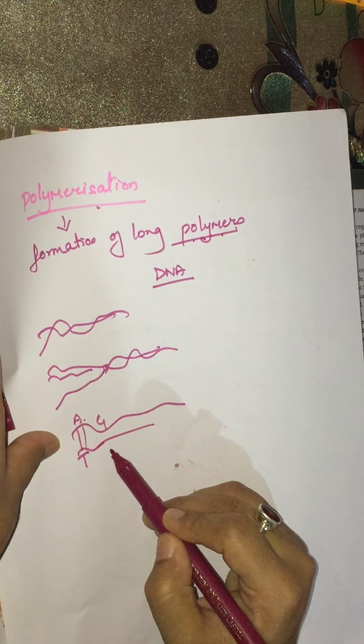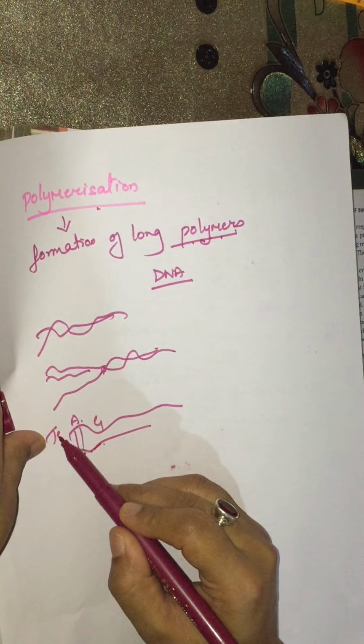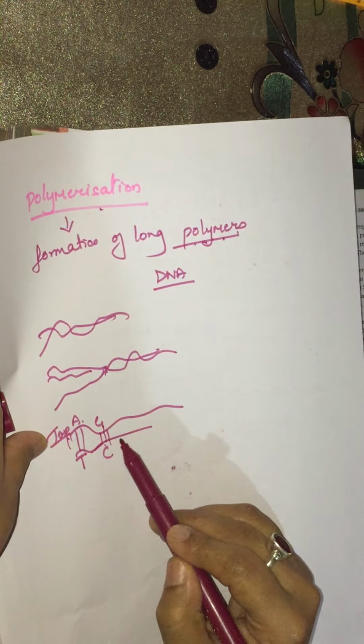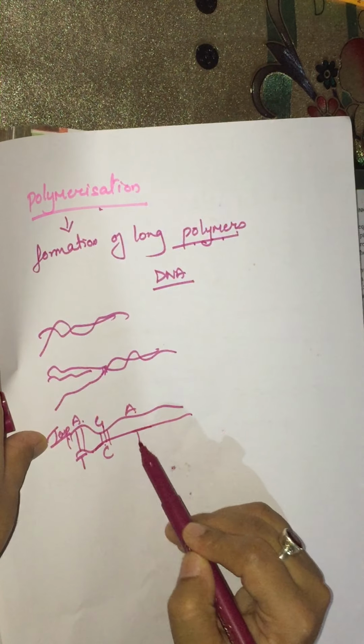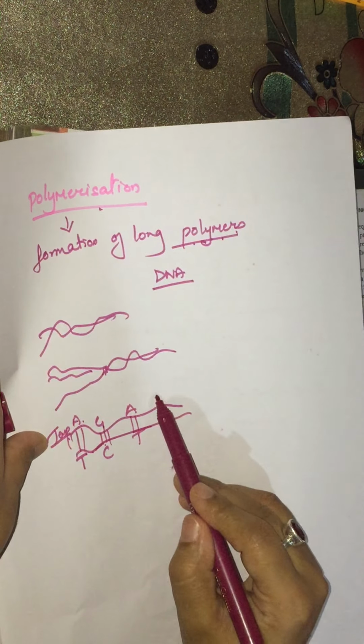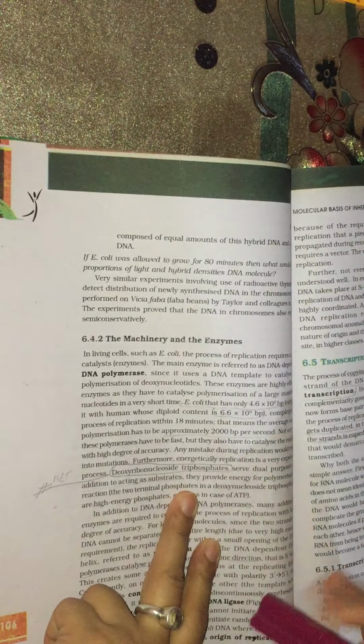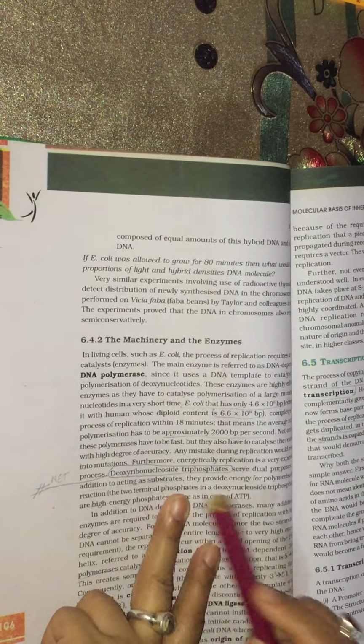If there is G in the template DNA, there must be C. If there is A, there must be T. Similarly, for C, there must be G. It must be highly accurate, with a high degree of accuracy. This enzyme must carry forward the process of this polymerization. So any mistakes during replication would result in mutation.